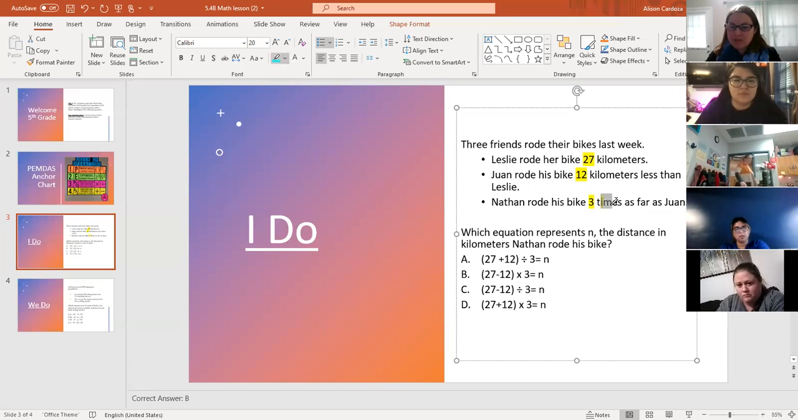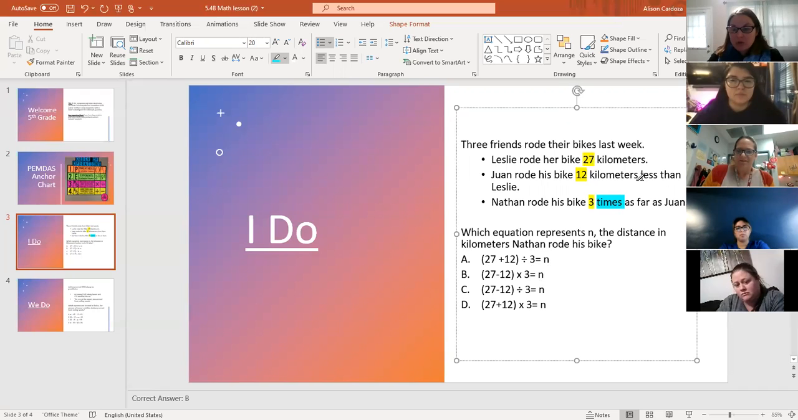Okay, so if we're doing 3 times, what operation is that we're doing? Multiplication. Multiplication, right. So just from that, are there any things already down here that we can eliminate? A and C. So we already know that it's not going to be A and it's not going to be C.